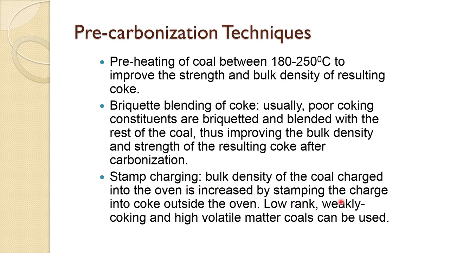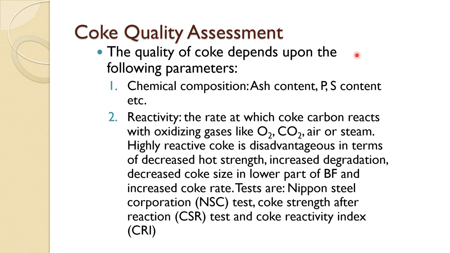So, low rank, weakly coking and high volatile matter coal can be used to make the coke for that purpose. Especially when coal is not very suitable, then one of these techniques or all of them can be used to make them suitable for the blast furnace.